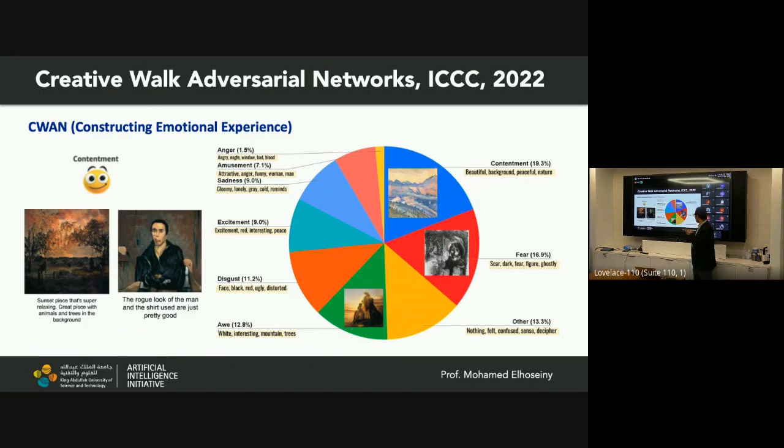You can see that there is a portion of the generations that are not meaningful, 13.3%. But most of the time people can relate with some meaning, and they describe things like fear, for example, ghosty, figure, scary, and excitement, red, interesting, peace, anger, amusement, and so on. So people tend to say words that mean they relate meaningfully to these generated pieces.